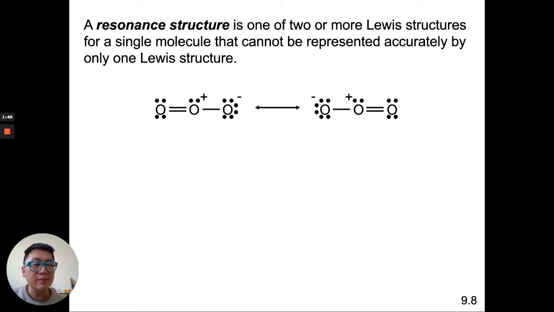It's kind of like saying one person isn't a twin. If someone has a twin, one person isn't a twin, they're twins of each other. This is a resonant structure of this molecule. They're both O3, and they have kind of the same Lewis dot structures, but they're not. These are two different Lewis structures representing the same molecule, O3.